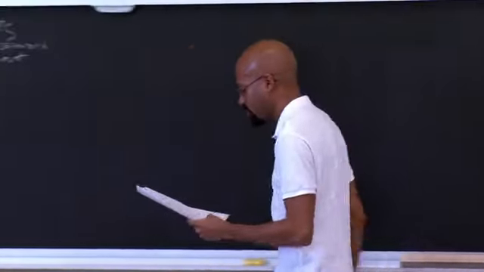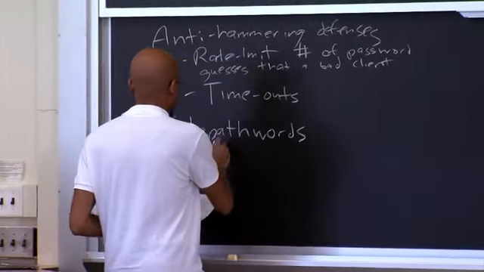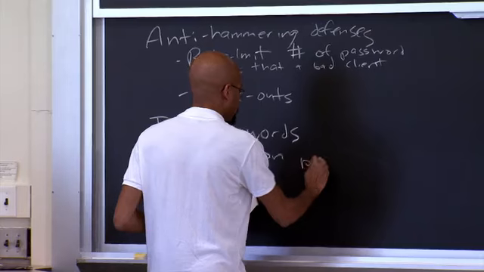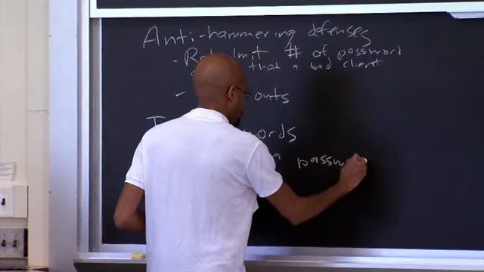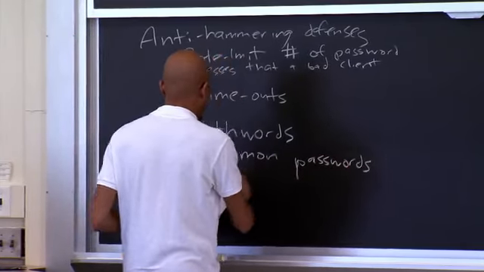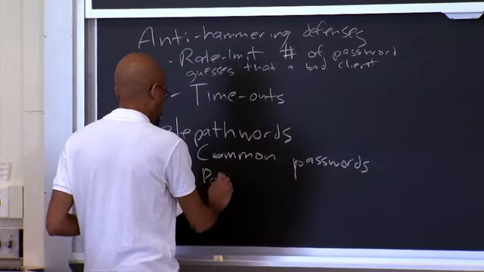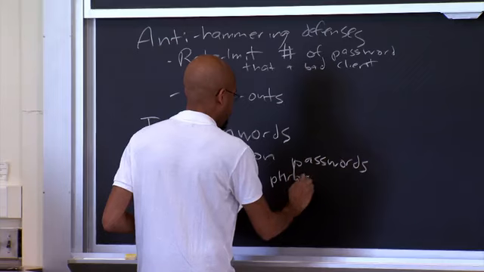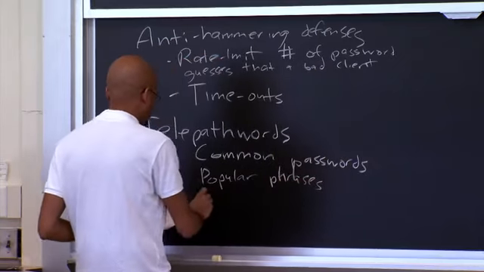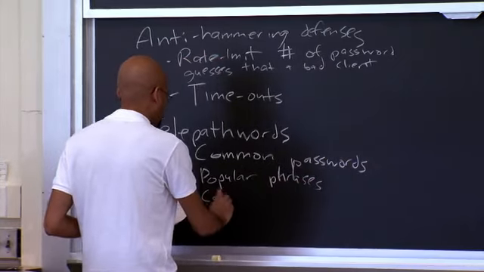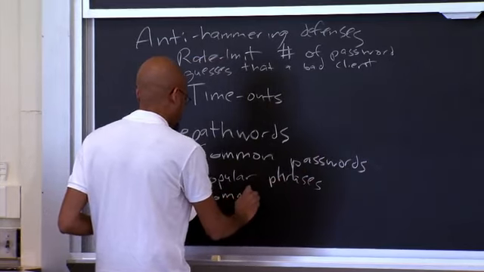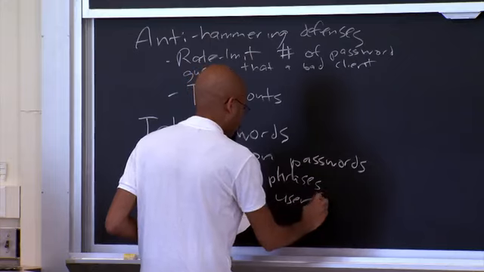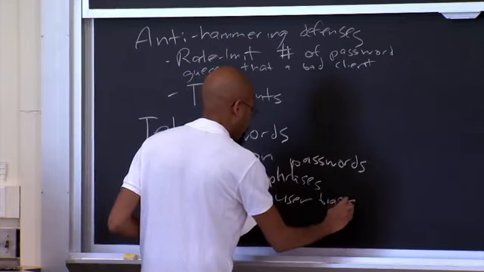So how does Telepathwords work? It basically has a bunch of databases. It has a database of common passwords. It also has a list of popular phrases that it's taken from websites. And then it also has a set of heuristics which describe common user biases in picking passwords.